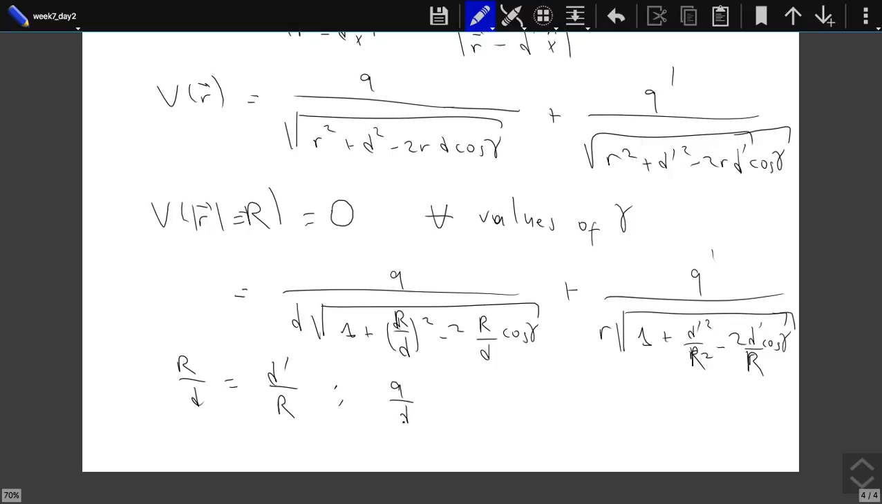And Q over D plus Q prime over R. Now, since the square roots are the same, we can take them out in a common factor. What remains as a product is this ratio, and if we set this ratio equal to 0, then the potential is 0. So the second equation tells me that Q prime is equal to minus Q R over D. And this equation tells me that D prime is equal to R squared over D. So now we have one solution of our potential problem.